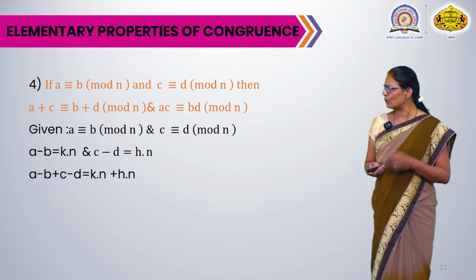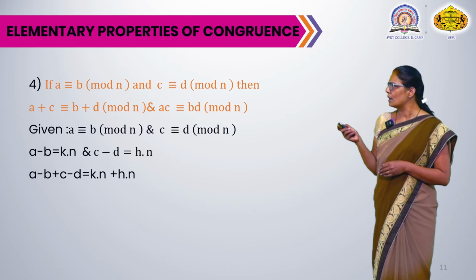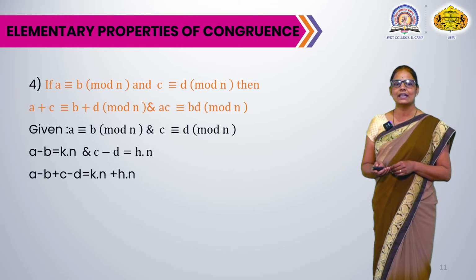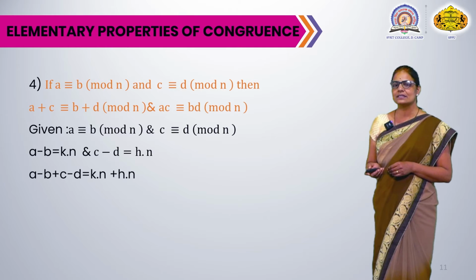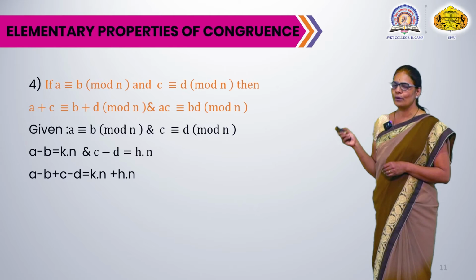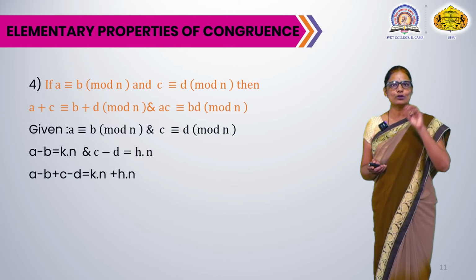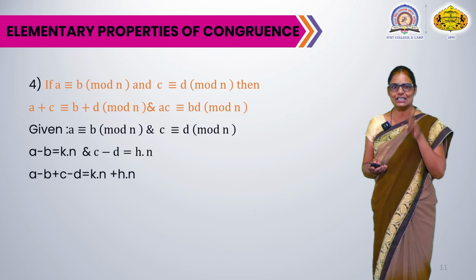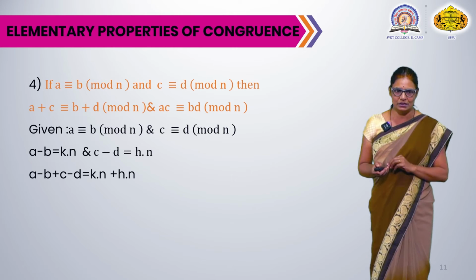Then use the definition of congruence. So we get A minus B equals some integer K times N, and C minus D equals some integer H times N. Since we want to prove that A plus C is congruent to B plus D, we require the difference of these two integers.